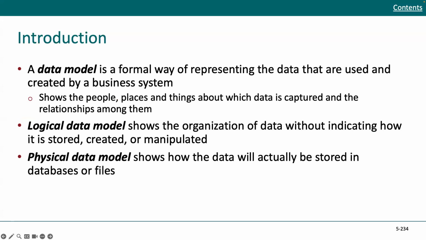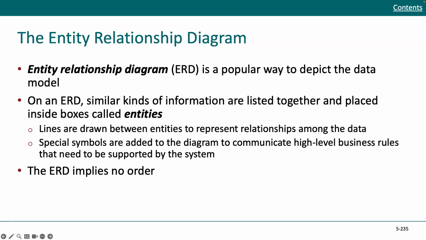Let's do some introduction and some terms here. First, a data model is a formal way of representing the data that are used and created by a business system. It shows the people, places, and things about which data is captured and the relationships among them. A logical data model shows the organization of data without indicating how it is stored, created, or manipulated. And finally, a physical data model shows how the data will actually be stored in databases or files. As we go through the analysis phase and into future phases, we'll get more perspective on all of those domains.